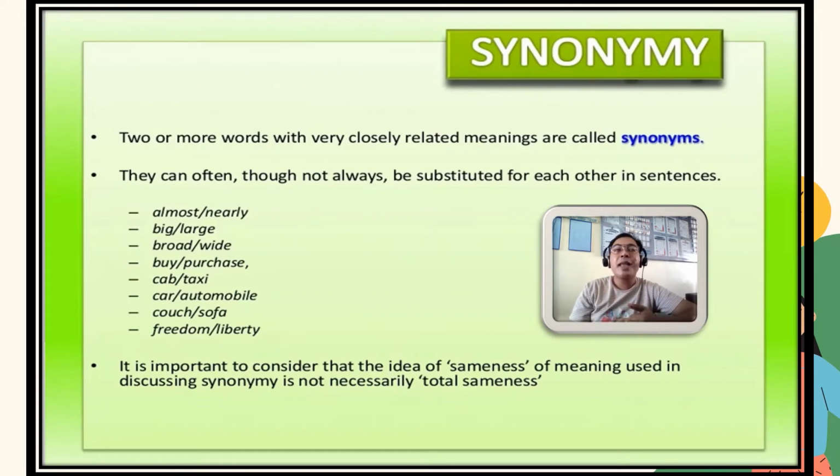Synonym: two or more words with closely related meanings are called synonyms. They can often, though not always, be substituted for each other in sentences. Now, we have here sample words or groups of words: almost, nearly, big, large, broad, wide, buy, purchase, taxi, cab, car, automobile, couch, sofa, freedom, and liberty. Now, it is important to consider that the idea of sameness of meaning used in discussing synonyms is not necessarily total sameness.